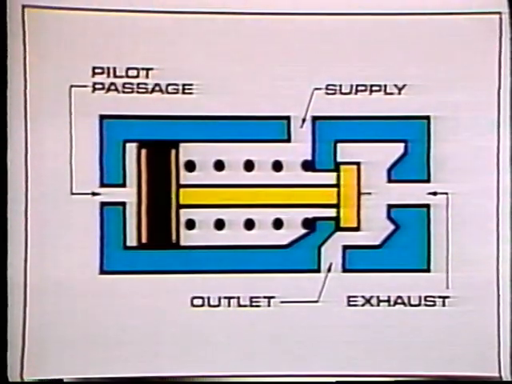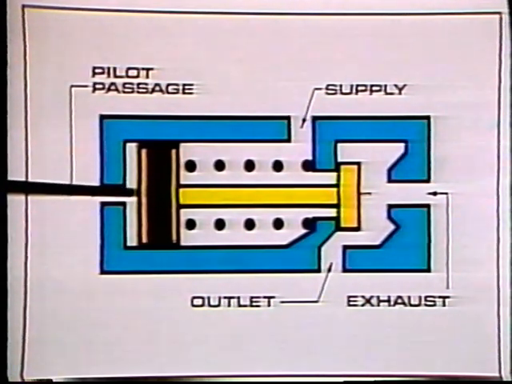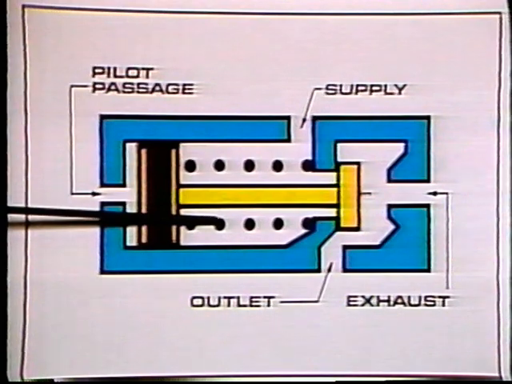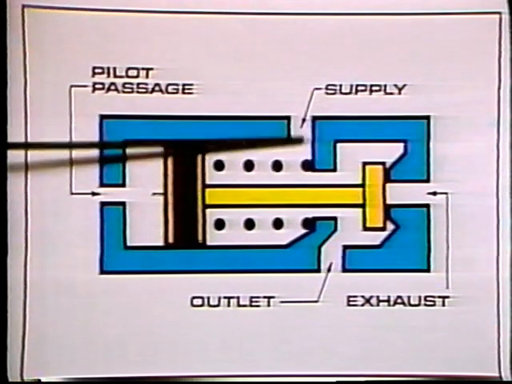When either air or hydraulic pressure is used for actuation, it is called pilot operation. In pilot operation, either air or hydraulic pressure is used directly against the end of the spool, or a separate pilot piston may be used to do the job. In the valve shown here, pilot pressure is applied directly to the end of the spool. When the force of the pilot pressure on the piston exceeds the force of the spring, the spool shifts, and the supply would be connected to the outlet.